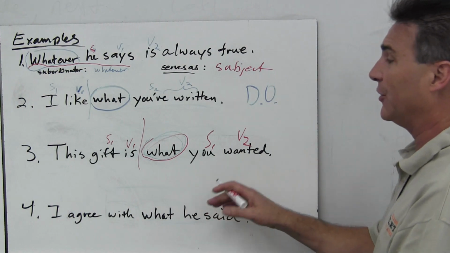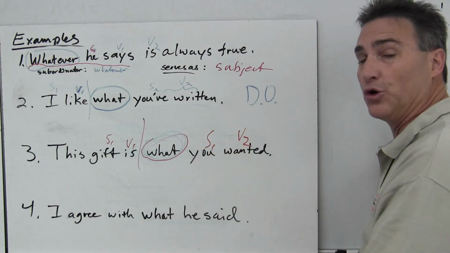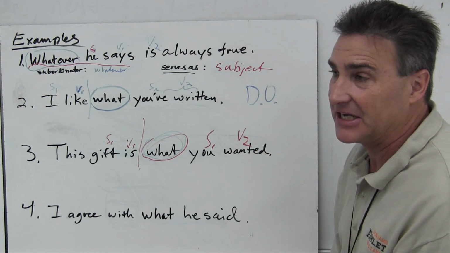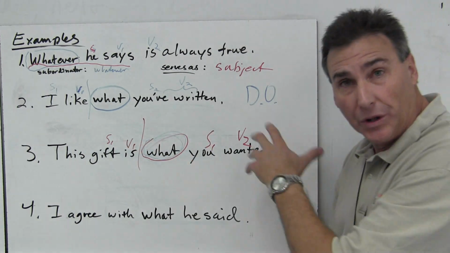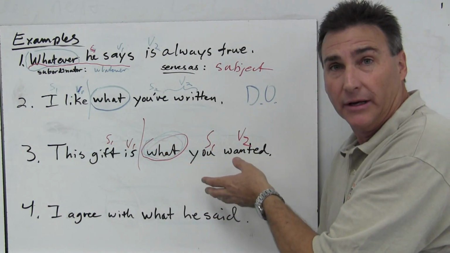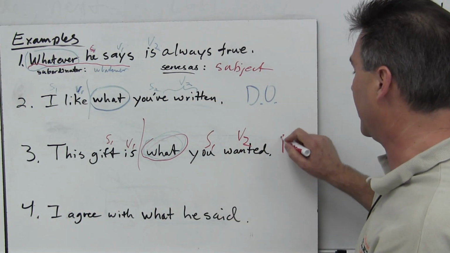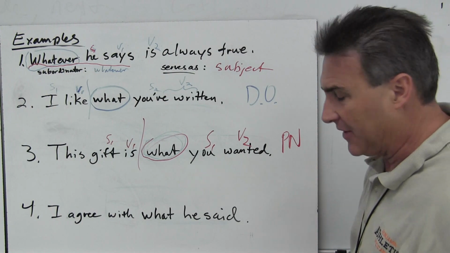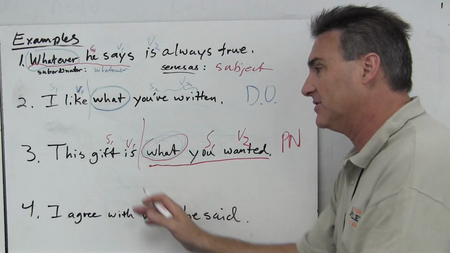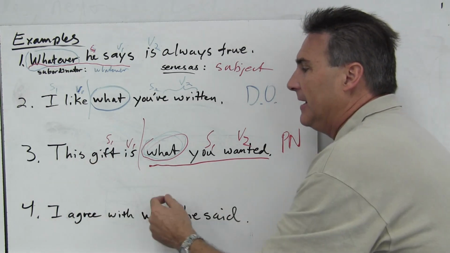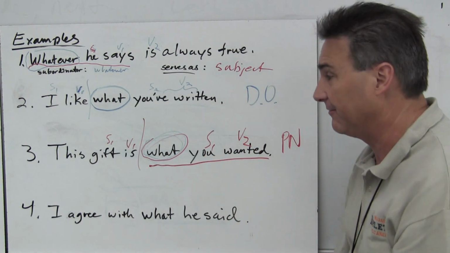In this case, what we have here is another name for the gift. This gift is what you wanted. We could say something like, this gift is a car. Another name for the gift, right? Well, a whole other name for the gift is what you wanted. Isn't the gift equal to what you wanted? Sure it is. So that makes it a predicate nominative, correct? So there's our whole noun clause, what you wanted. Linking verb is means the subject, this gift, is renamed in the predicate as what you wanted. So it's a predicate nominative.